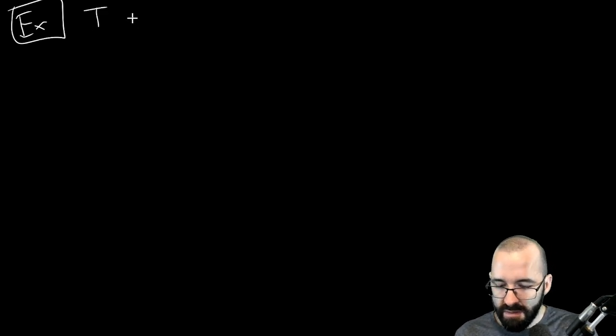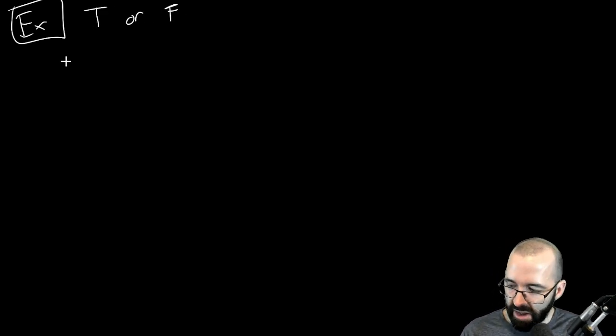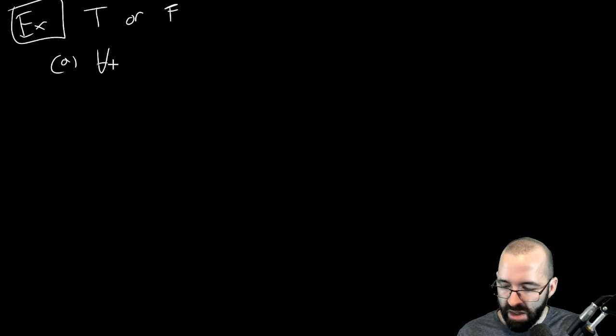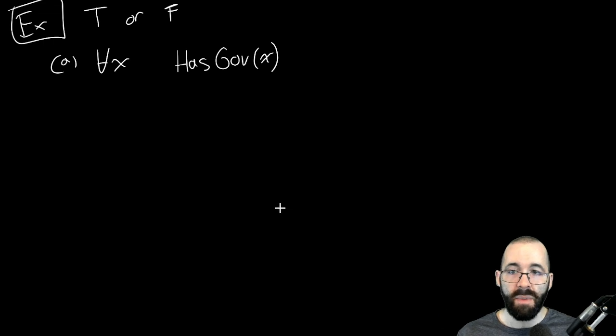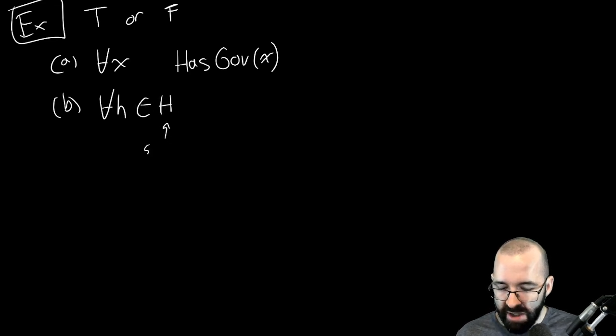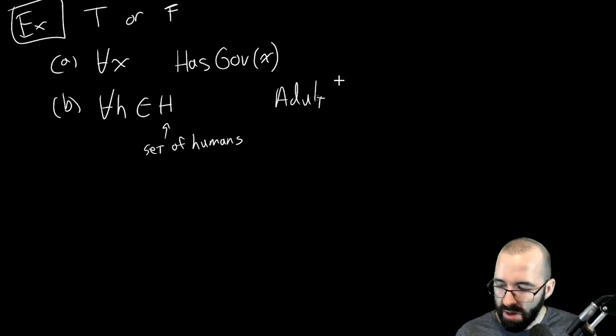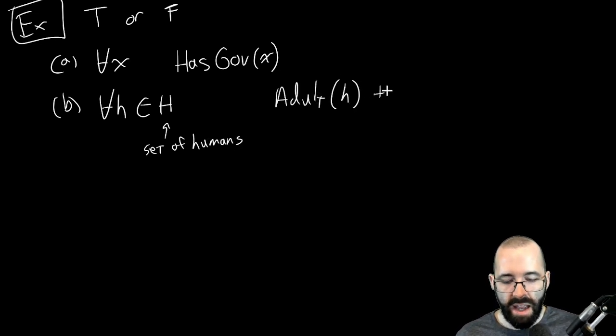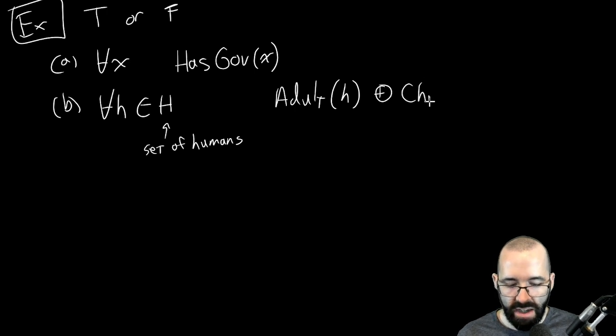All right. So let's look at a few different ones. The first one will be: for all x, has gov of x. This is a statement. It will either be true or it will be false. The next one: for all h in H, and let's say H is going to be the set of humans, adult of h XOR child of h.